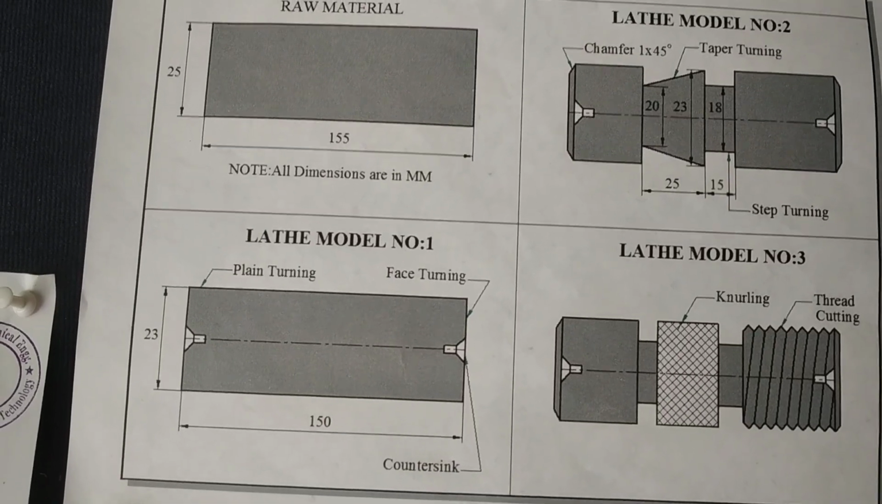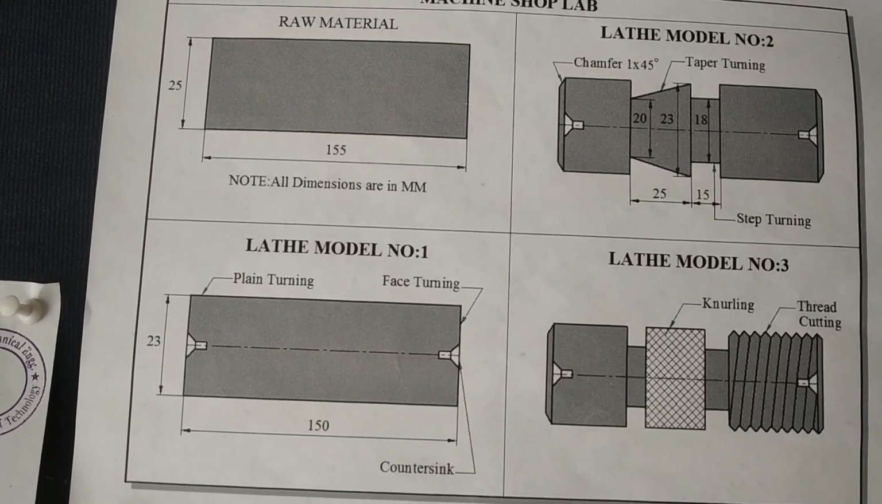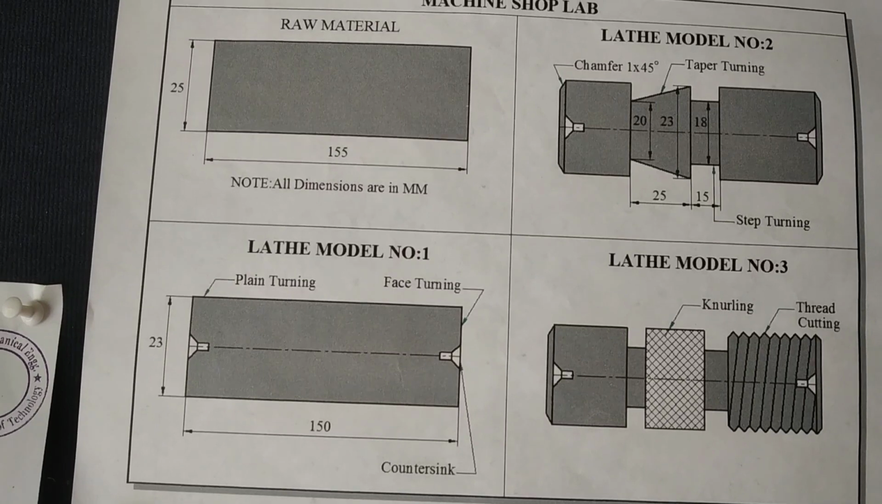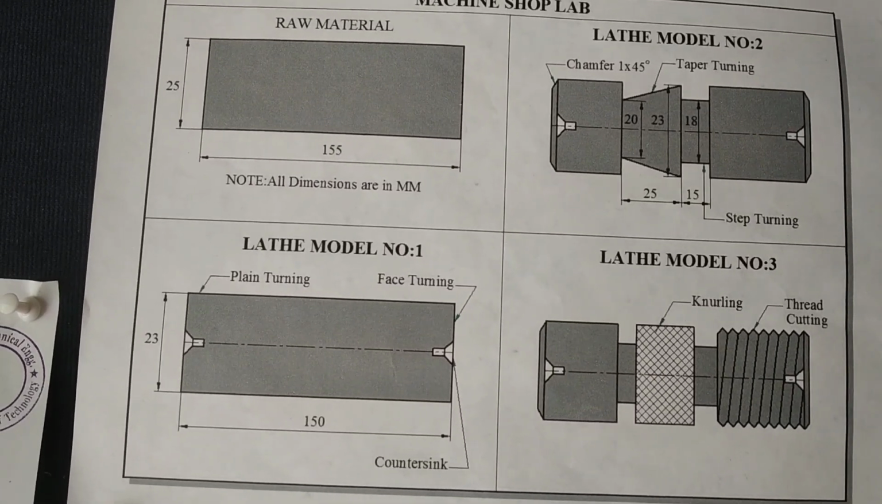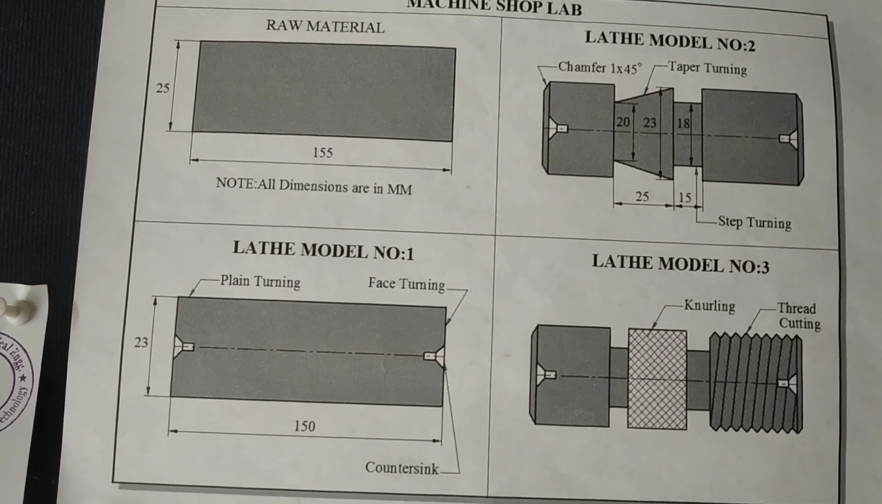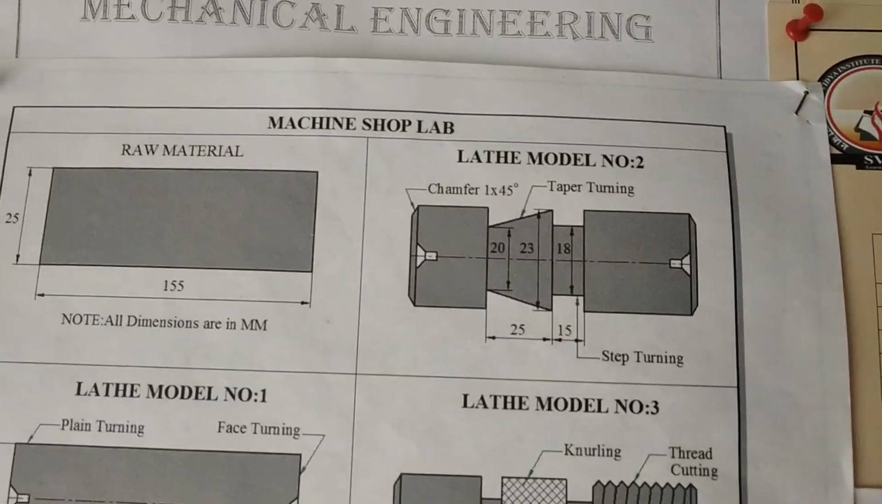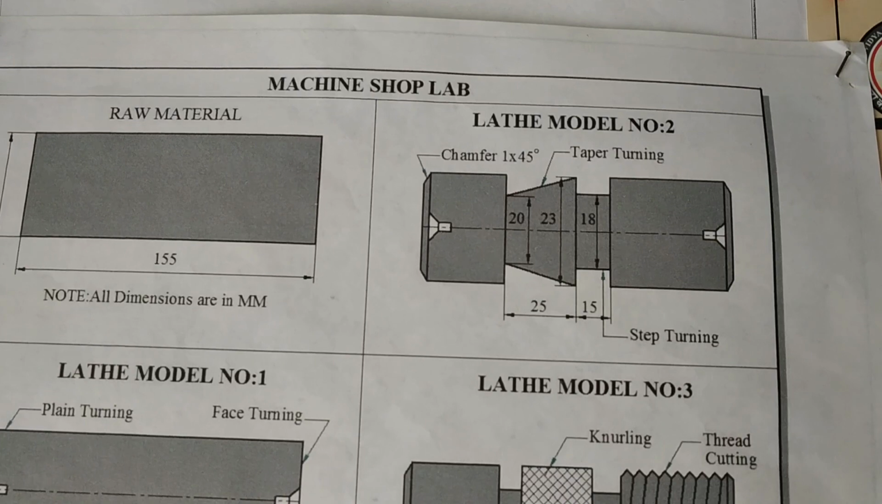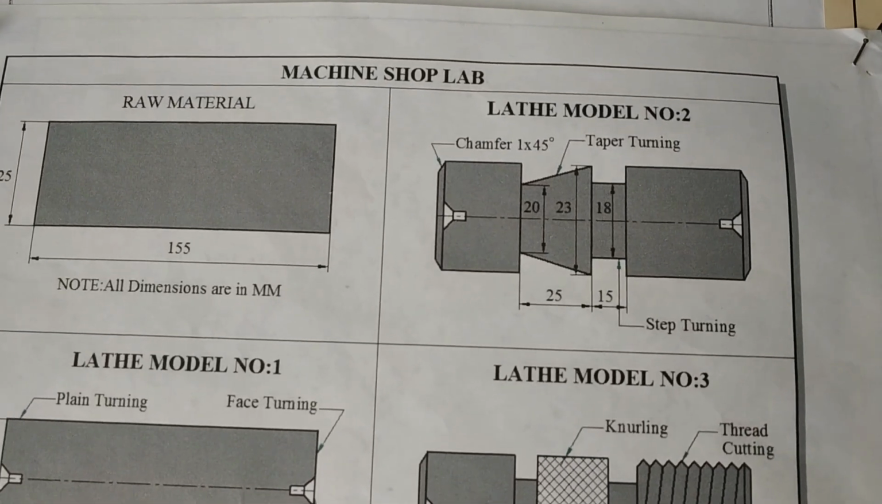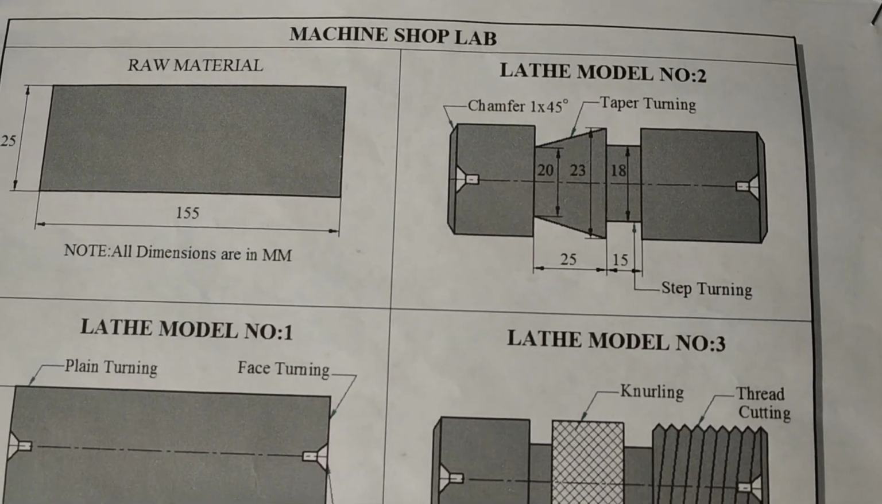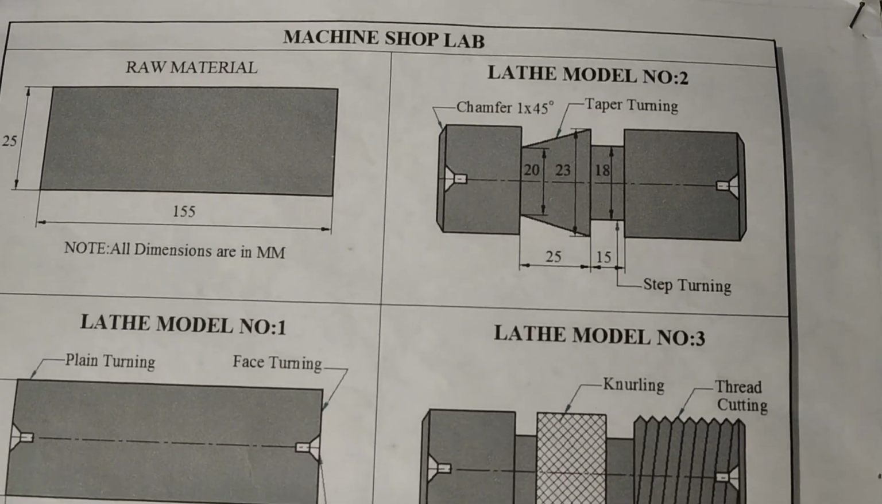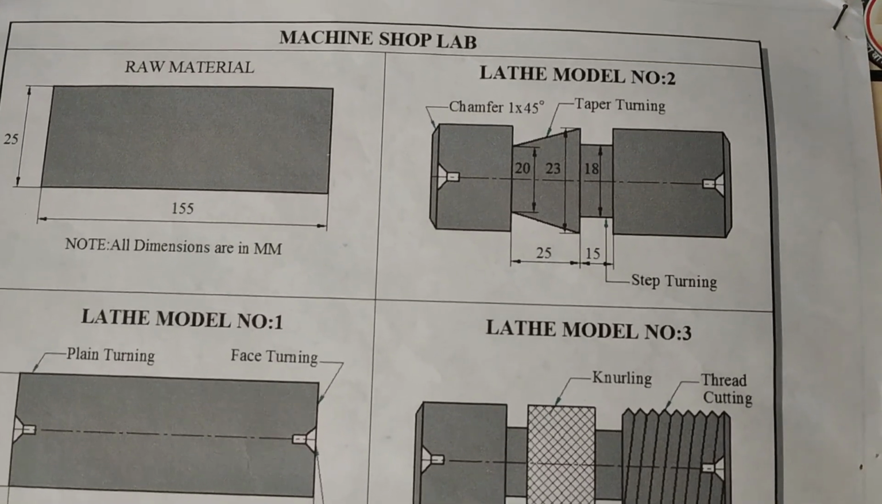In this model, 2 operations are being done. One is plane turning, other one is face turning. That is, to reduce the diameter is called plane turning, to reduce the length is called as face turning. In model number 2, taper turning operation is being done, where the larger diameter is 23 mm and the smaller diameter is 20 mm.